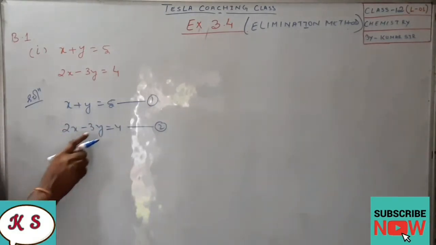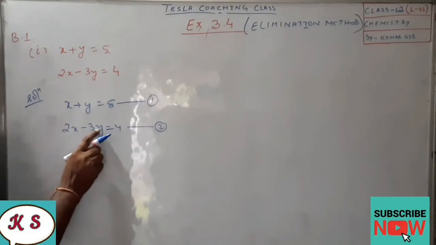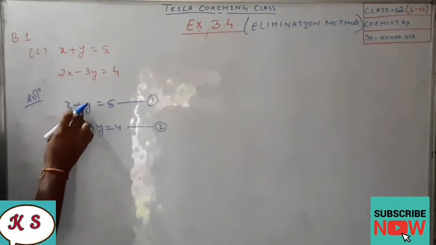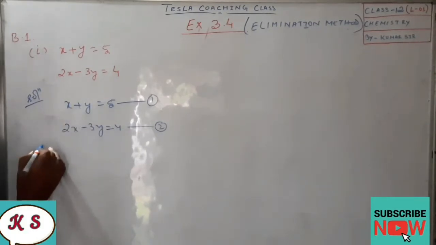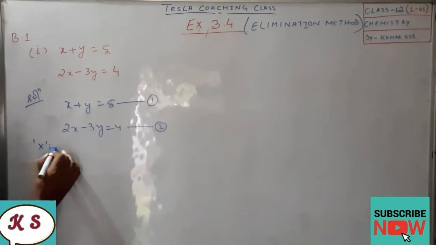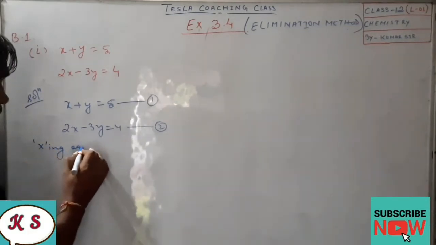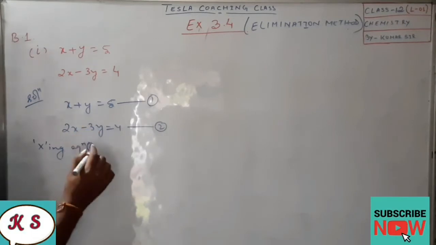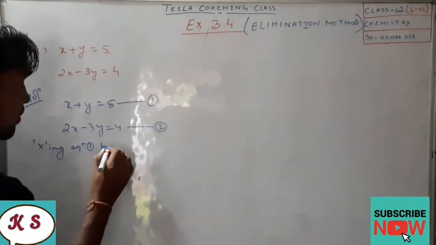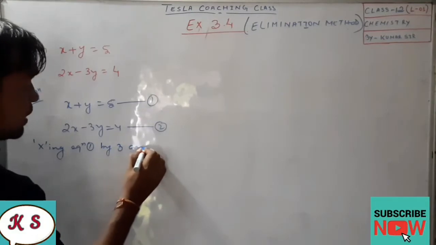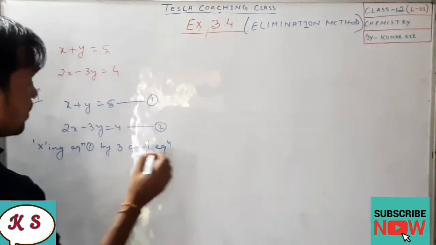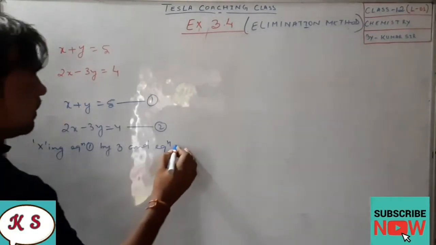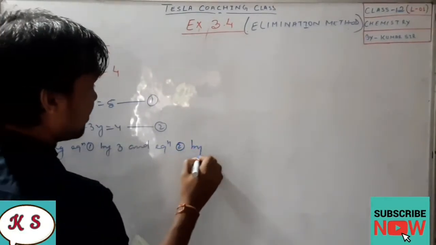So for eliminating, what is the coefficient of y here? 3. And what is the coefficient of y here? 1. So we will multiply with the opposite coefficient. So we'll write here multiplying equation 1 by 3, and equation 2 by 1.